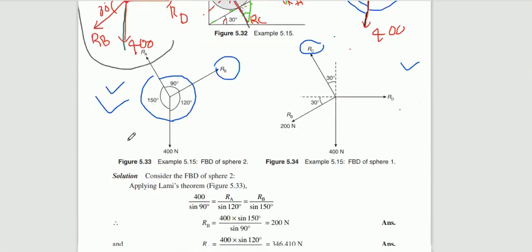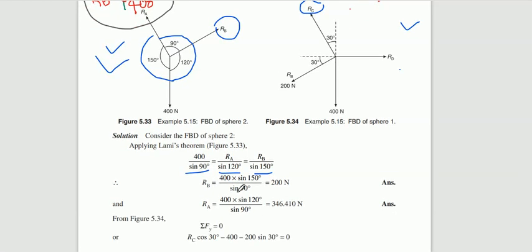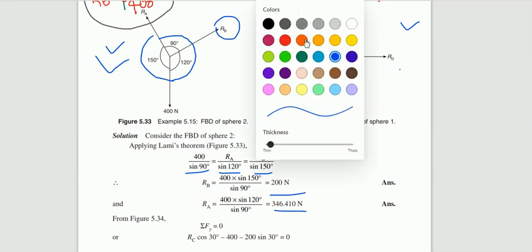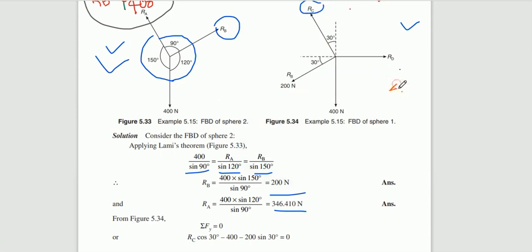Apply Lami's theorem: RA divided by sin 120, RB divided by sin 150, and 400 divided by sin 90. So you will easily get the values of RA and RB here. Similarly, you have to apply the equilibrium condition: summation of horizontal forces is 0, summation of vertical forces is equal to 0. Here two inclined forces are there. You just resolve these two.